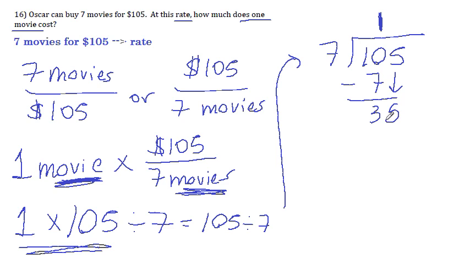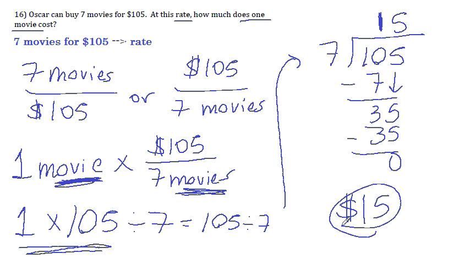Bring down the 5. And now we're dividing again. This time we're doing how many times will 7 go into 35. And that will work exactly 5 times. If I have 35 cookies and 7 people, everyone gets 5 cookies. But let's just make sure 5 times 7 gives us 35. Subtract here, we get 0 for the remainder, nothing else to bring down, so we're done. 15 is the result. And just to put the units on that, we were talking about cost, and that was measured in dollars. So our final answer, each movie costs $15.